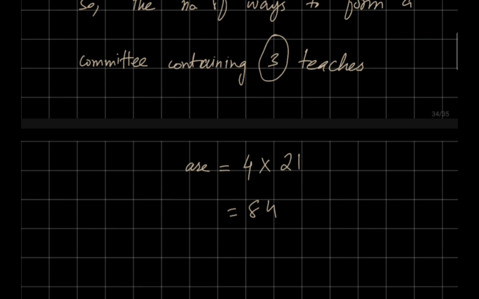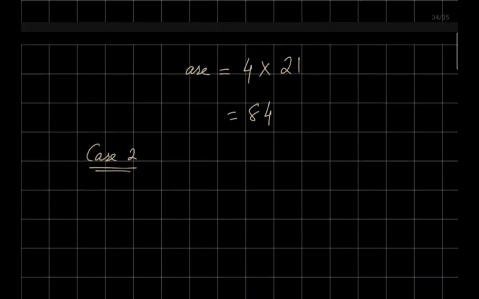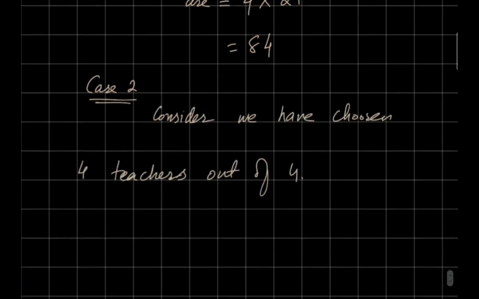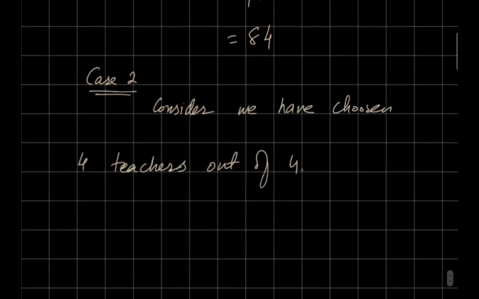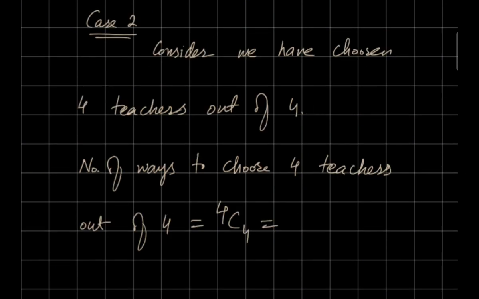Now we consider case number 2. In this case, the number of teachers to be chosen is 4. Since there are a total of 4 teachers and we have chosen all of them, the number of ways to choose 4 teachers out of 4 is only 1. So it can be denoted by 4C4.